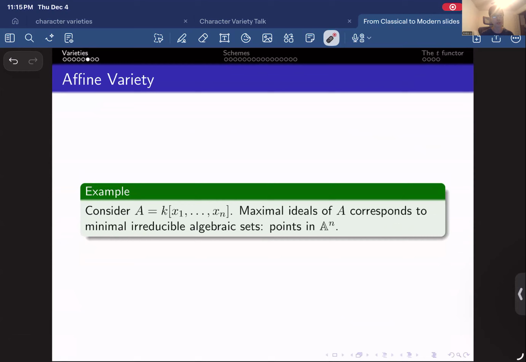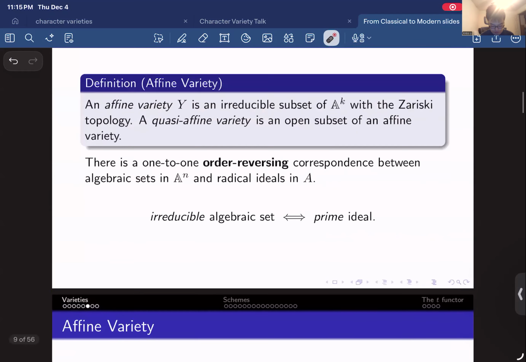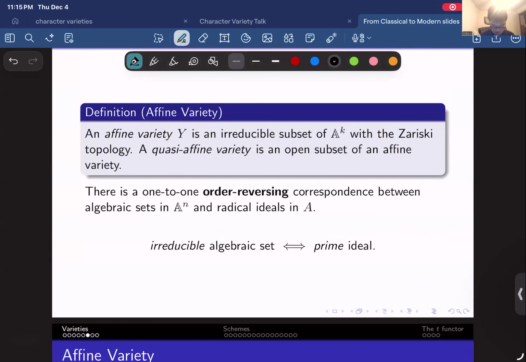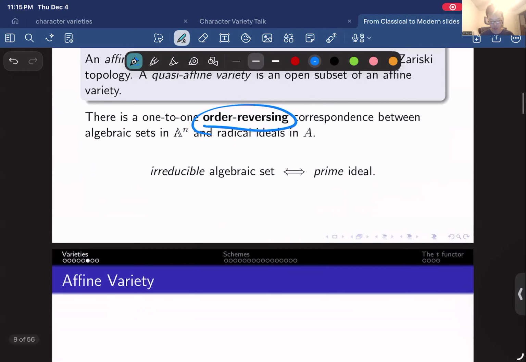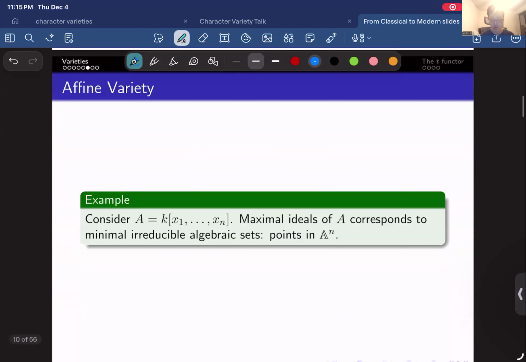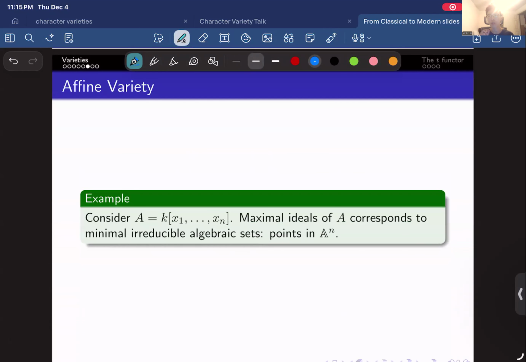For example, we can consider the coordinate ring, which is the polynomial ring with n variables. Maximal ideals of this ring correspond to minimal irreducible algebraic sets, which are points in the end. So be careful. I'm really just using the fact that it's order reversing, so maximal ideals correspond to minimal sets.